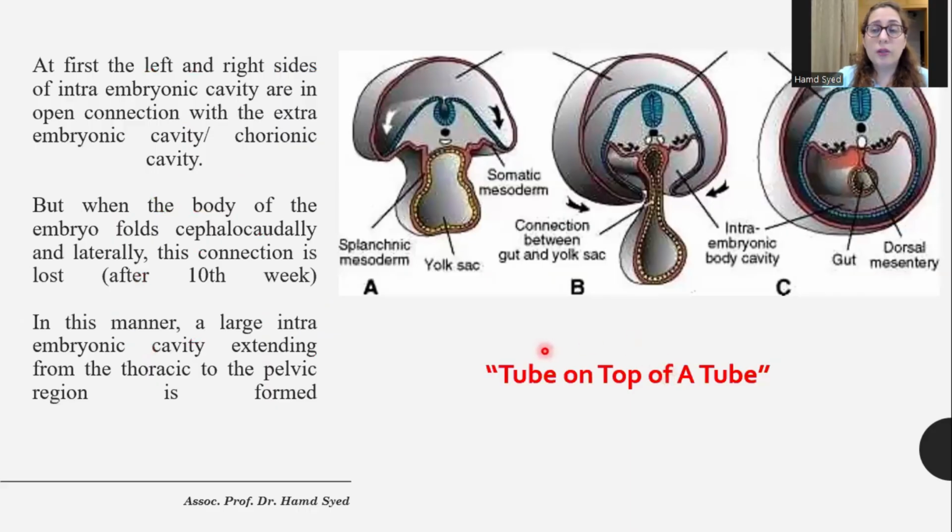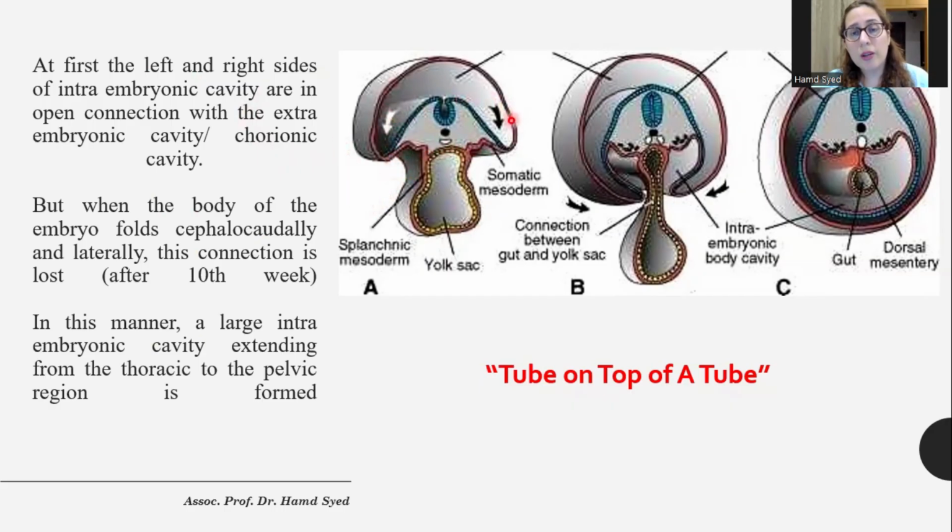Now, what happens during the further stages of development is that the lateral body wall folds are going to form. Now, the lateral body wall folds are going to be responsible for converting the shape of the embryo from a flat germ disc to a three-dimensional cylindrical structure. At first, the left and right sides of intraembryonic cavity are in open connection with the extraembryonic cavity. So here you can see the intraembryonic cavities communicating with this here extraembryonic cavity.